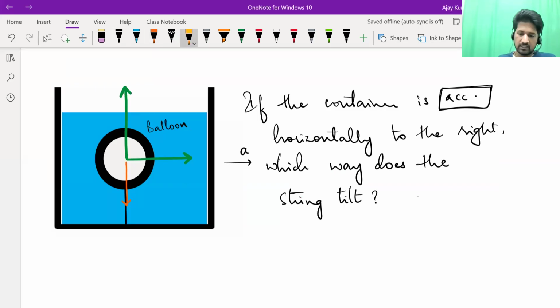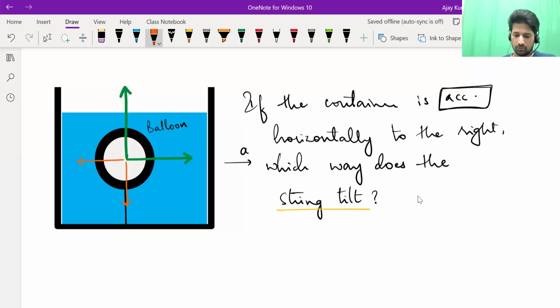Now see, the question is asking you to find out which way the string tilts. Which way the string tilts depends on which way the balloon moves with respect to the container. Because here the container is accelerating, the bottom of the string will also move, not just the balloon. Both bottom and balloon will move. Finally, which way the string tilts depends on how the balloon moves relative to the container, or relative to the bottommost point where it is tied. That is a point which belongs to the container. So you have to look at the balloon's motion with respect to the container, and the container is a non-inertial frame here. So you will need to apply pseudo force.